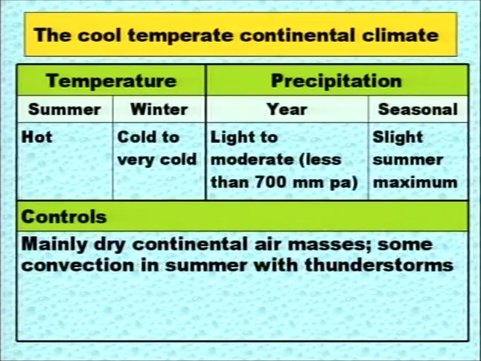Controls for this type of climate are mainly the dry continental air masses, because of the fact that it is an interior type climate or continental type climate. And there is also some convection in summer, which also results in thunderstorms.